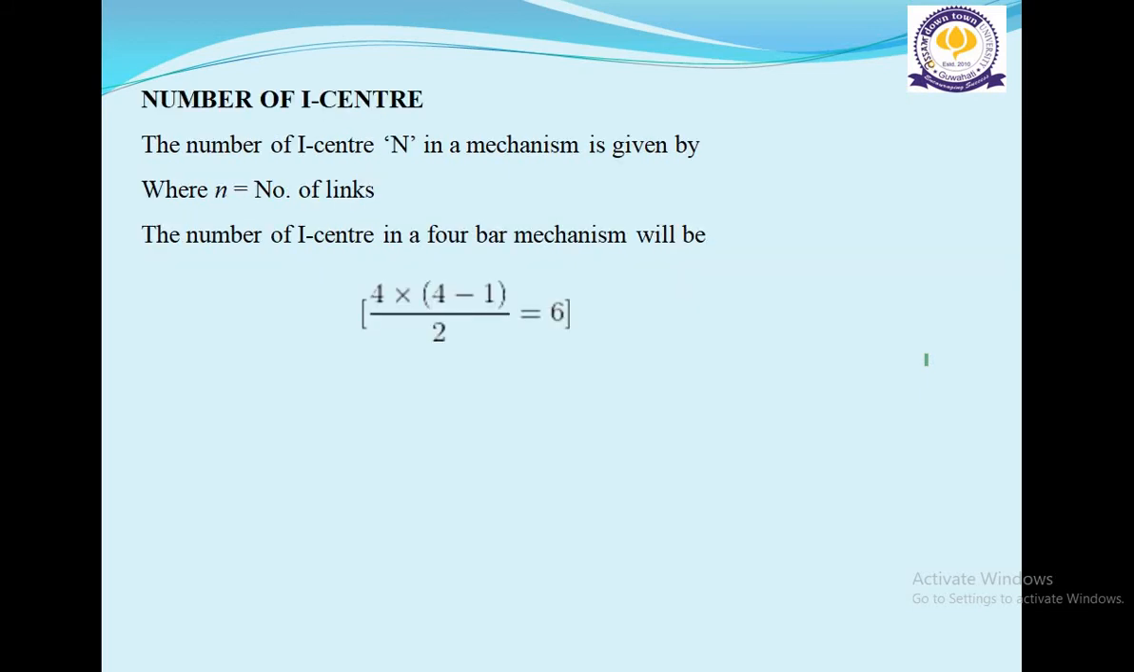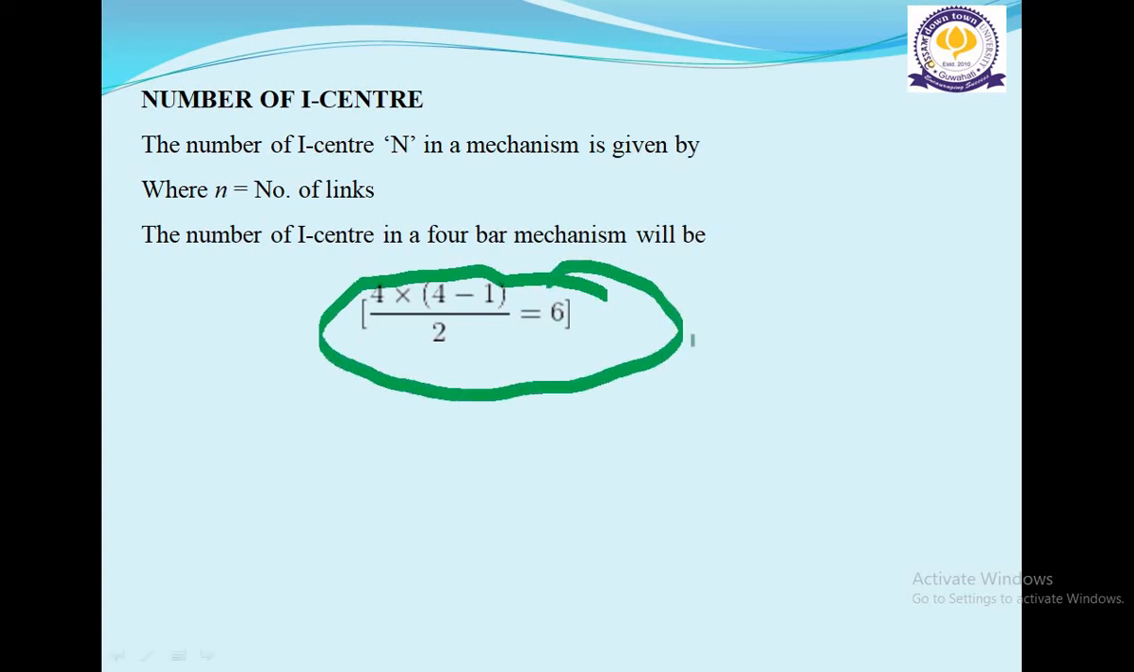Next, the number of I centers. The number of I centers N in a mechanism is given by N = n(n-1)/2, where n is the number of links. So the number of I centers in a 4-bar mechanism will be 4 into (4 minus 1) by 2, which comes out to be 6.